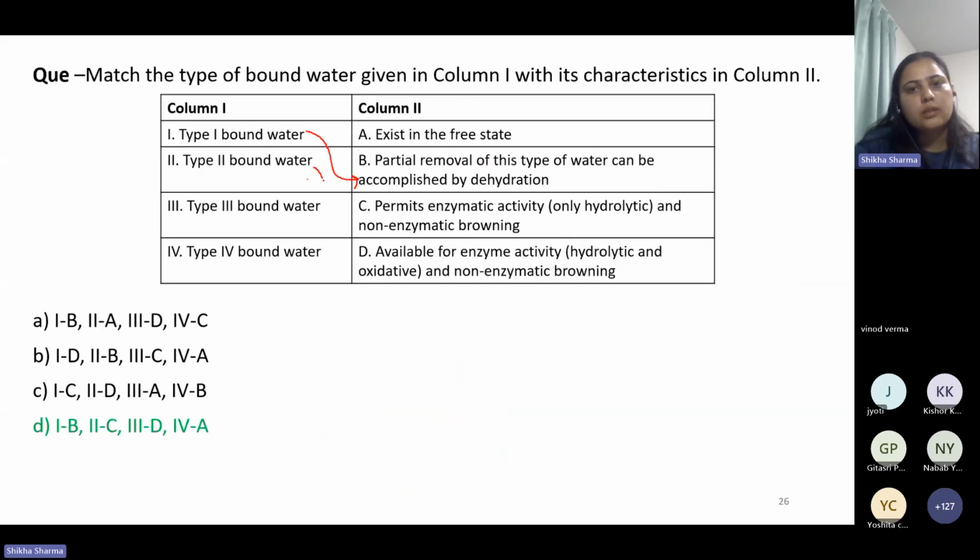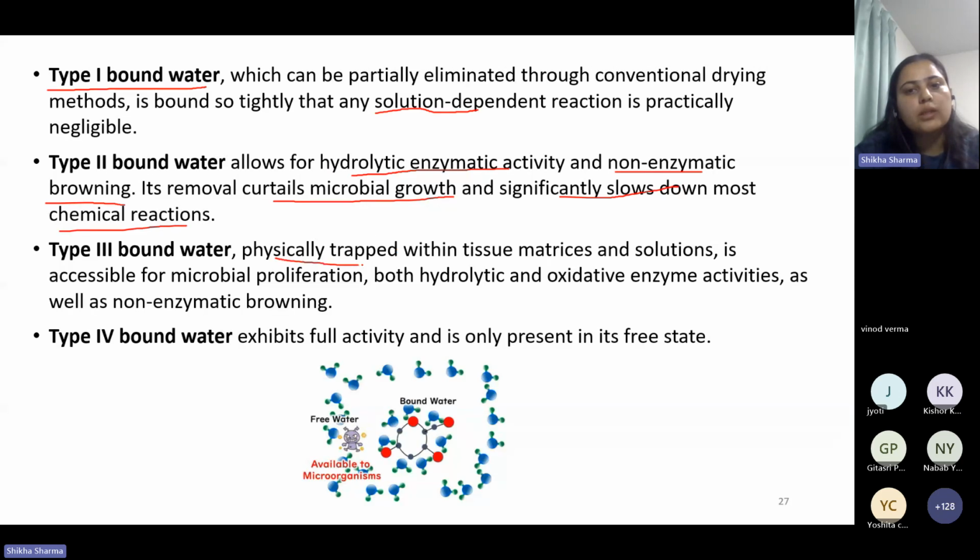So the second is C, which permits enzymatic activity, only the hydrolytic activities, and non-enzymatic browning. Option 3, the type 3 bound water, supports the enzyme activities, hydrolytic and oxidative, and non-enzymatic browning. Type 3 bound water is physically trapped within the tissues, matrices and solutions, and it is accessible for microbial proliferation. So this water is easily available to microorganisms, whereas type 1 and type 2 bound water cannot be available to microorganisms to grow.